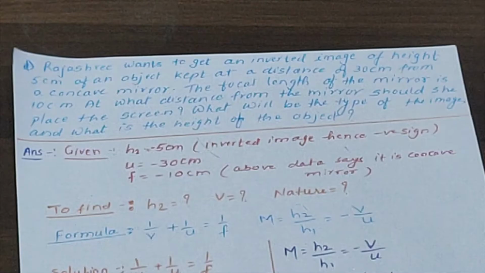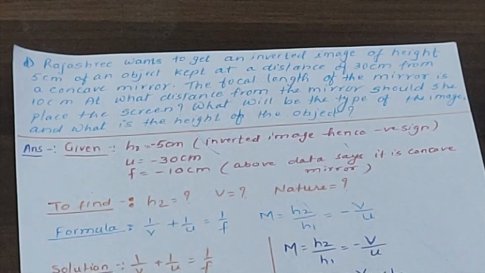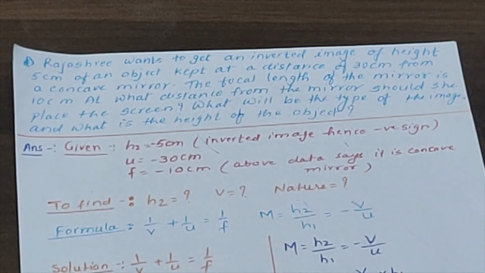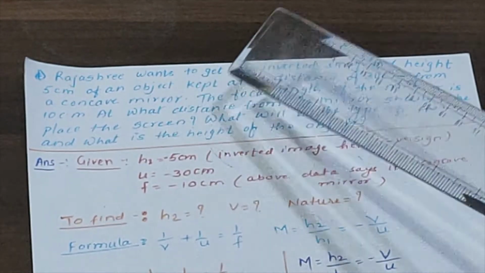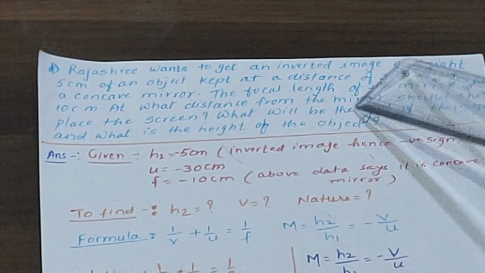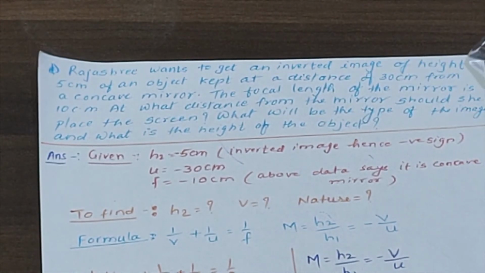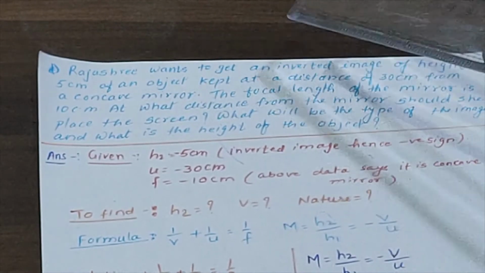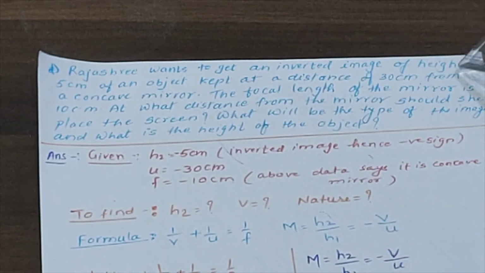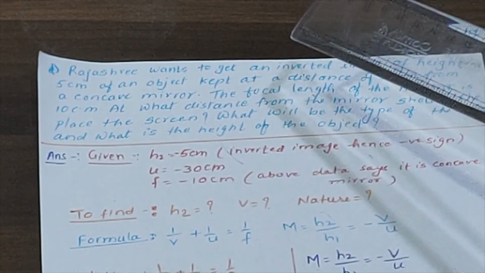Alright, so moving on to the last numerical of this video. Very important, very big also, you can see that it looks very big. It says that Rashri wants to get an inverted image of height 5 centimeter of an object kept at a distance of 30 centimeter from a concave mirror.